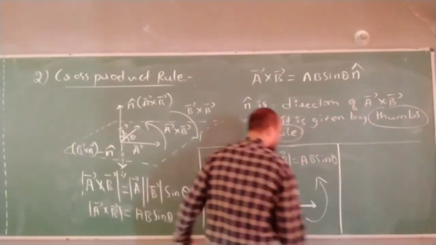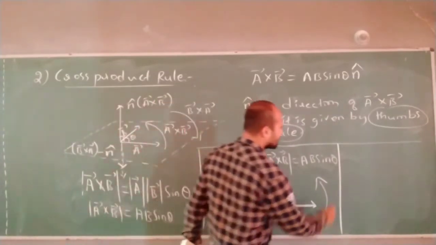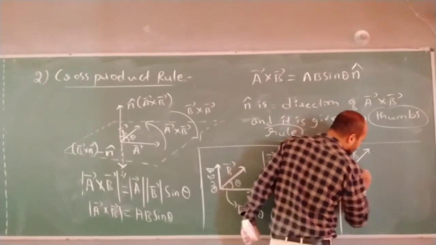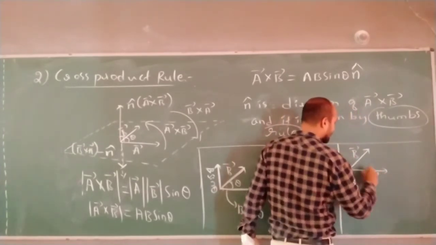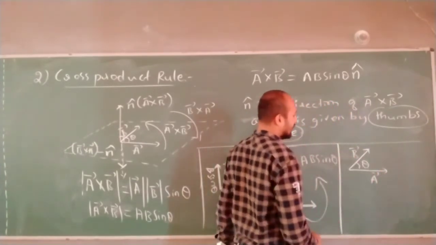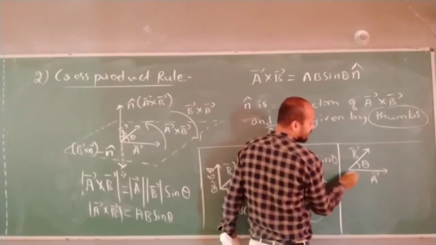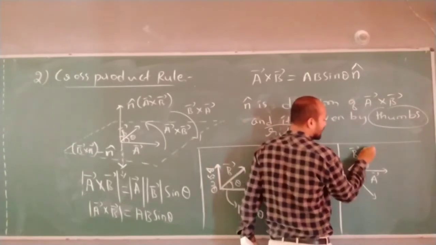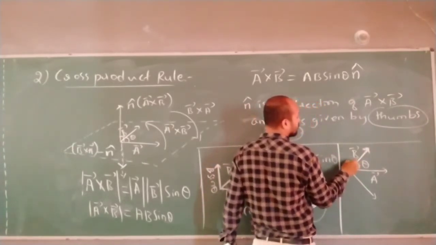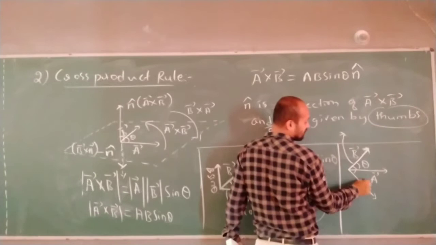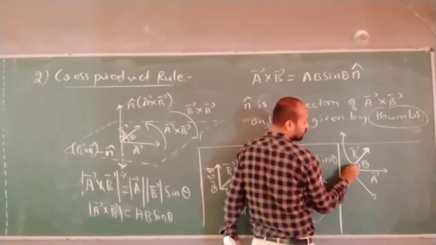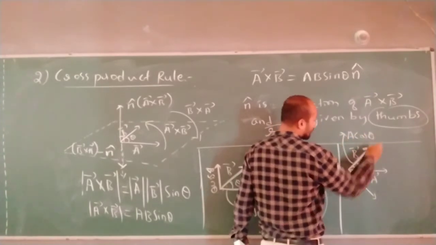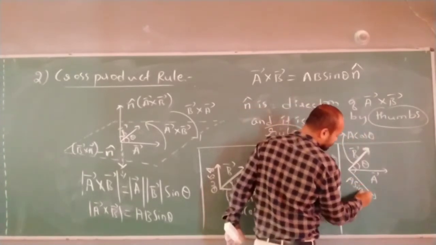This is one case. Another case, let me show you. This is B. Now this is vector A. This is theta. Correct now? I will resolve this A into two components. One is perpendicular to B, one is parallel to B. I resolve this vector A into two components, parallel to B and perpendicular. This will be A cos theta and this will be A sin theta.